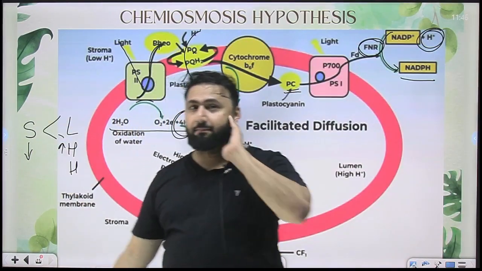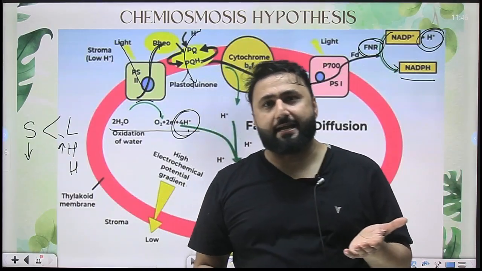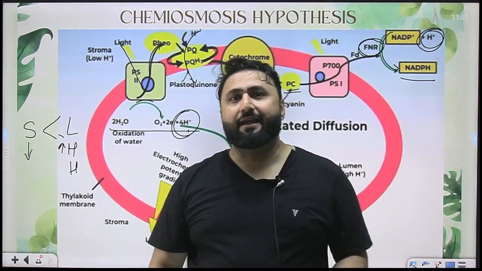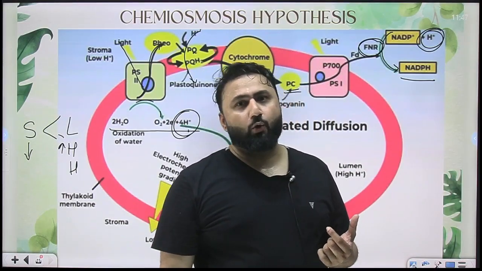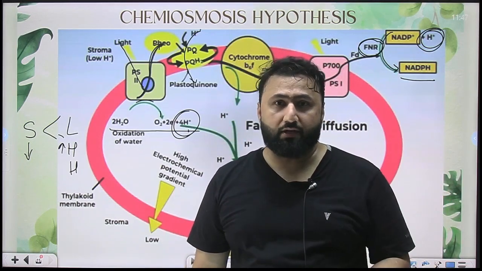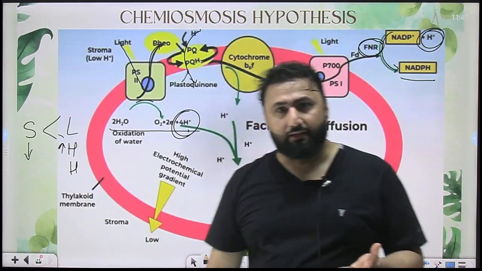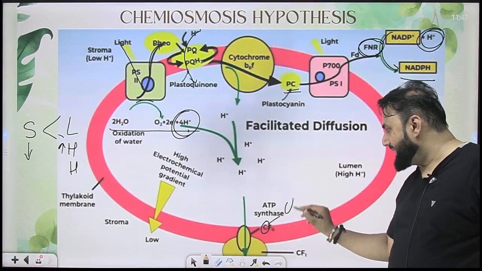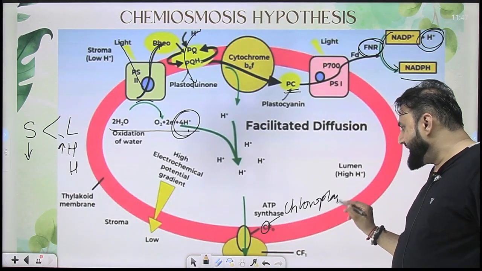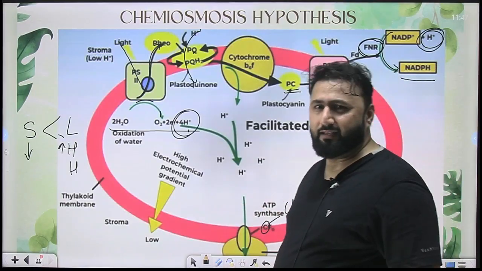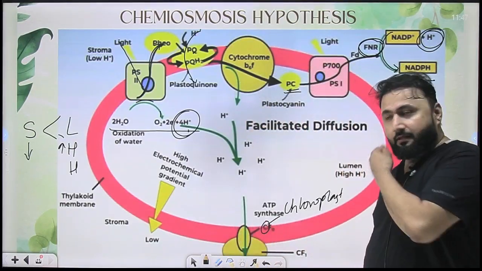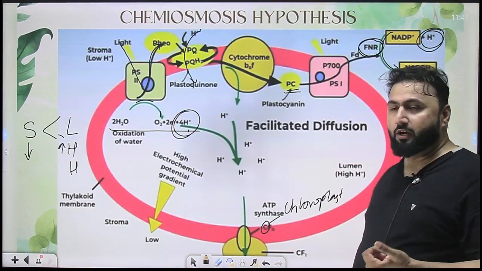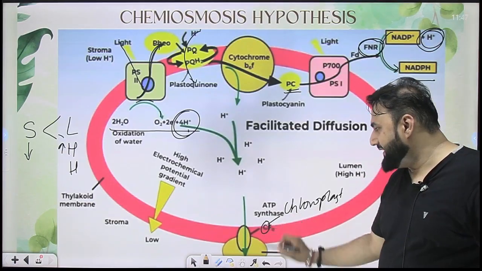Due to this, stroma has fewer H plus ions, and in the lumen the protons are more. To balance this proton gradient, we have facilitated diffusion. Diffusion means travelling from higher concentration to lower concentration. Here it is facilitated diffusion through the CF0 F1 particle, where C stands for chloroplast. You will see the F0 F1 particle in another chapter too, on the membrane after the Krebs cycle, where ATP synthesis happens. We are just adding C here for chloroplast.